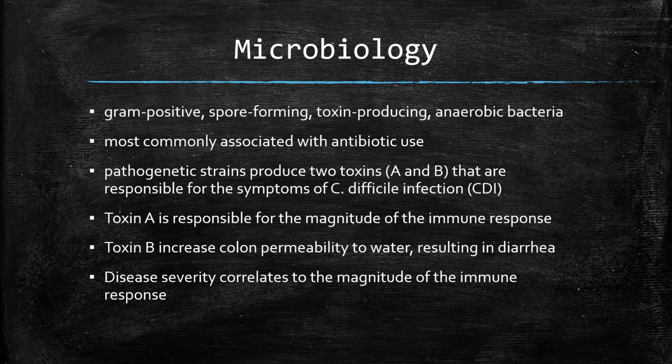Not every strain of C. diff produces disease, but the ones that do produce two toxins, A and B. Toxin B is the one that causes diarrhea. It increases the colon mucosal cells' permeability to water. Toxin A seems to be responsible for the degree of the immune response that can happen. Some patients develop a very fulminant course of this disease, and it's postulated that toxin A causes a very overzealous cytokine response that can result in all the manifestations of septic shock.